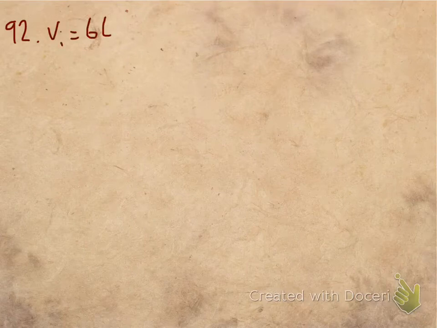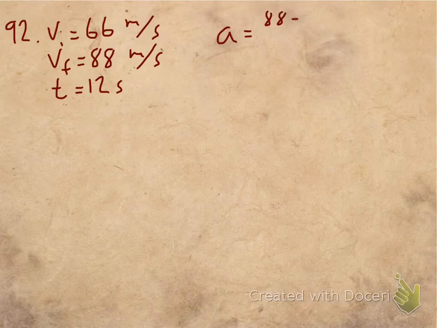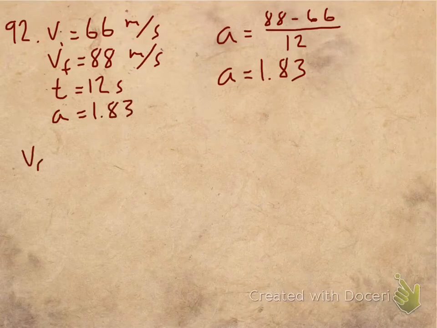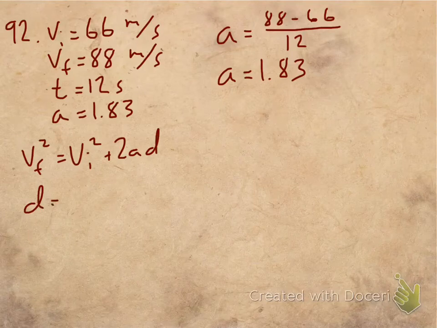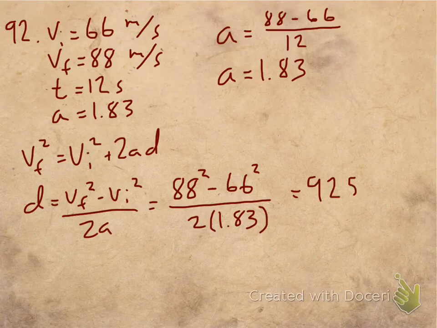Number 92, we have an airplane. We're given the initial velocity. We are given the final velocity. We're given the time here. I'm going to go ahead and find the acceleration because that would help us out. So the acceleration is the change in velocity divided by change in time, so it's 1.83. I'm going to plug it into this equation here, VF squared equals VI squared plus 2AD, rearrange it to solve for displacement. Let's put some numbers in there for you. And there we go.